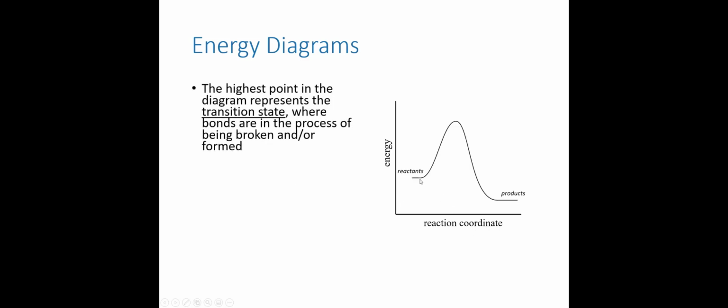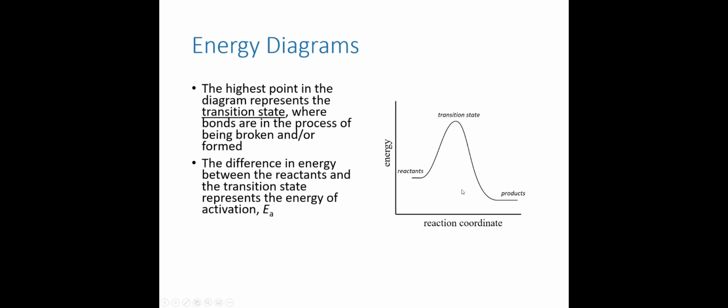The highest point in a diagram represents what we call the transition state. And the transition state is that point at which bond breaking and forming is at its maximum. This point will always be higher than the starting or ending points. It's always going to be the highest point in the diagram, somewhere in the middle. And so in other words, it can never go down. It must always go up from the reactants.